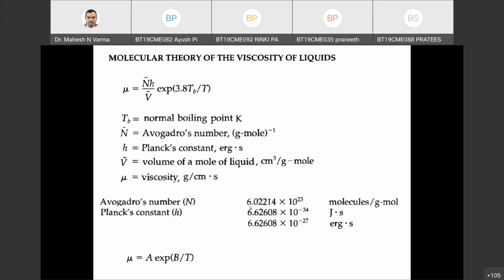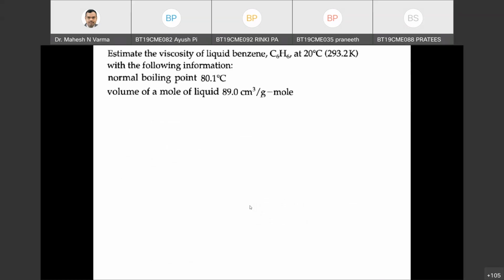So anybody got the answer? Sir, it is coming 4.36 into 10 to the power minus 3 gram per centimeter second. Very good. So very easy actually. Convert this temperature in Kelvin.